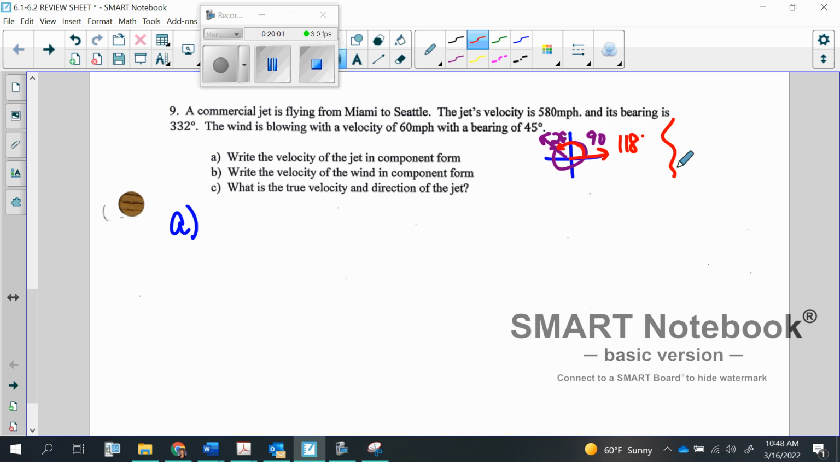We could do the same thing, so this would be for the jet. For the wind, it says that bearing is 45. That one's pretty simple because that standard is also 45. So now we have our two angles. Let's jump into the problem.